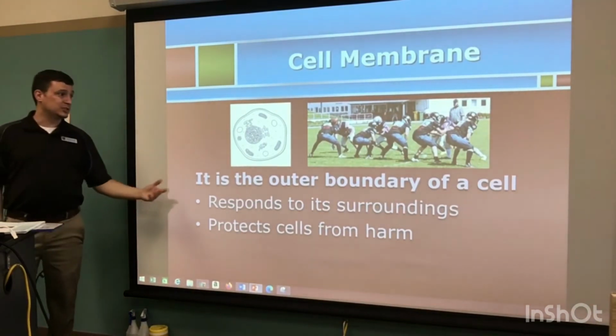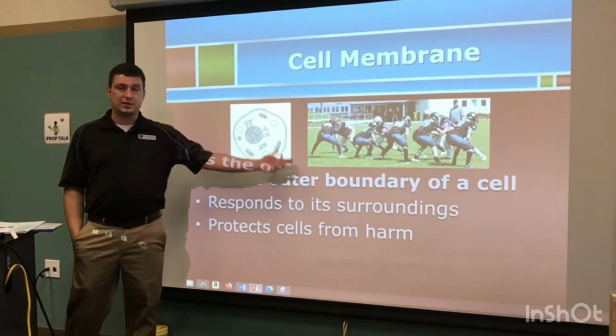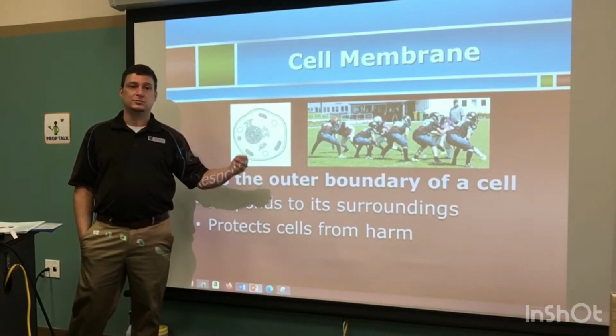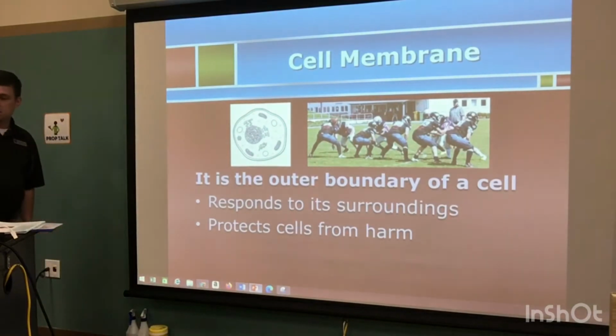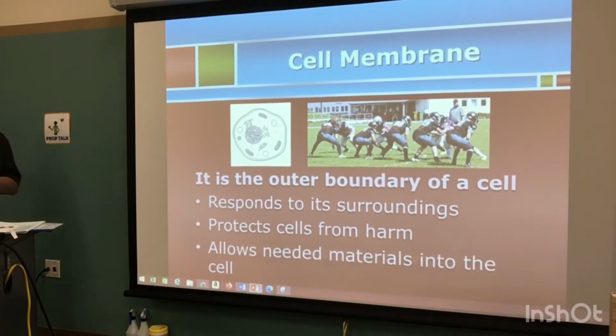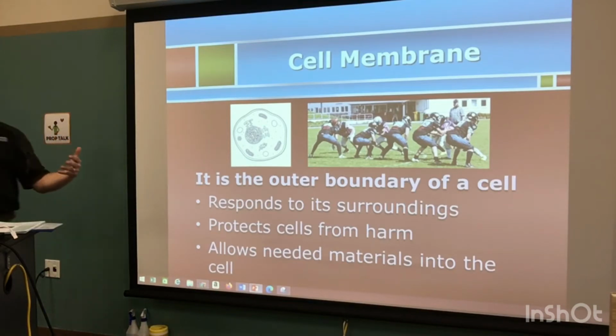Well, cell membranes are kind of like that. They protect the inside of the cell. Now, in addition, sometimes the cell wants good things in. Sometimes that defensive line will actually allow the other team to enter and get past them, maybe through a trick play. So your cell membrane is kind of like a guardian. It lets the good stuff in, keeps the bad stuff out.